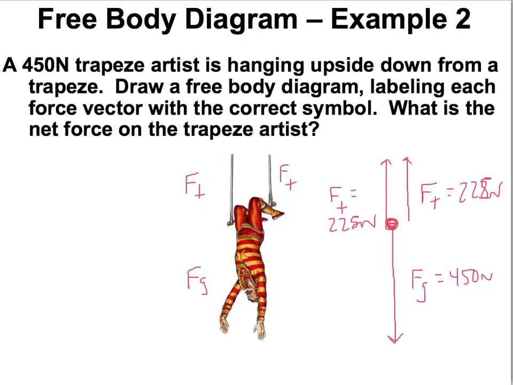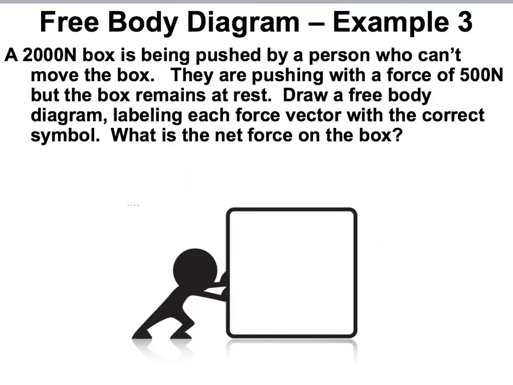Then it says, what is the net force on the trapeze artist? Well, since the downward force is equal to the upward force, this is 0 newtons. And he's just hanging there, so he's not moving. So that would mean that this trapeze artist is in static equilibrium. Let's look at our final example.